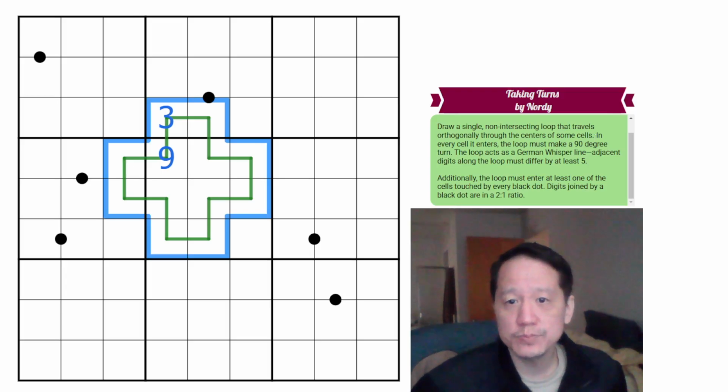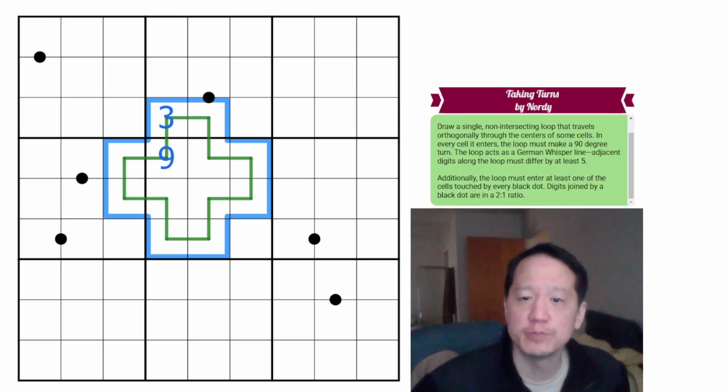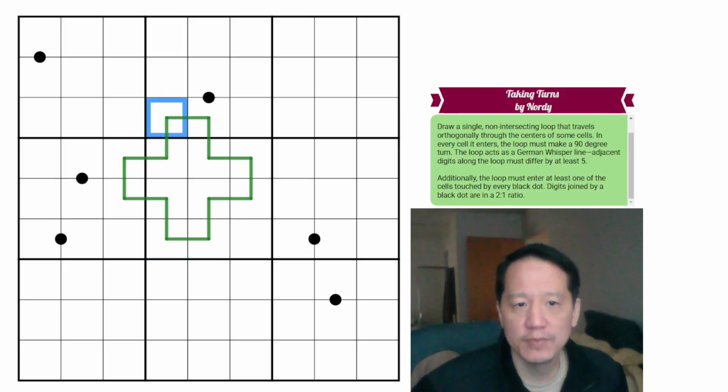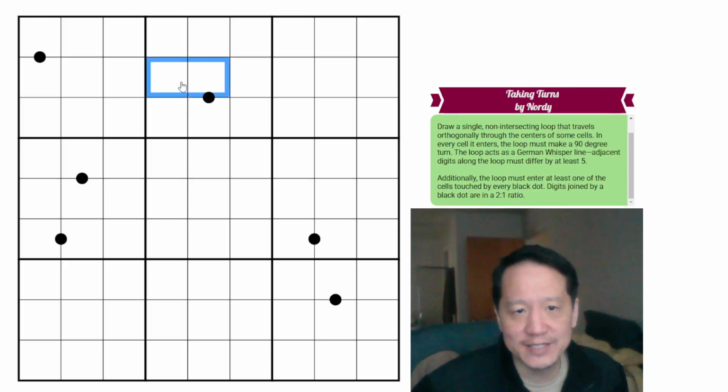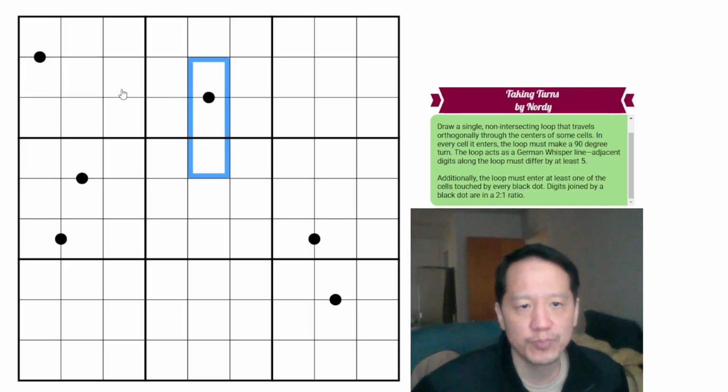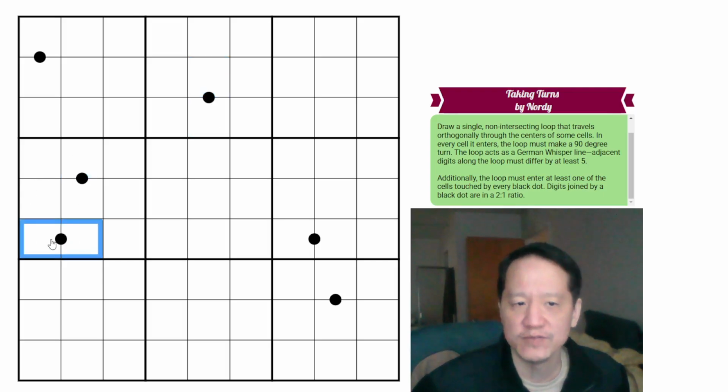Additionally, the loop must enter at least one of the digits touched by every black dot. These are called black Kropke dots. So the loop must be in at least one of the two. For example, it could be either one. Either one of these two at least has to be on the loop. One of these two has to be on the loop, one of these two has to be on the loop, etc.